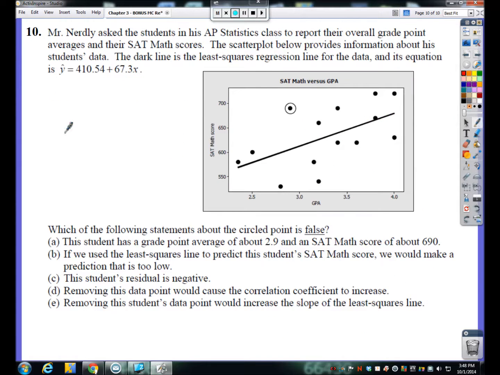And the last one. Mr. Nerdley asked the students in his AP Stats class to report their overall grade point averages with their SAT math scores. The scatterplot below provides information about his students' data. The dark line is the LSRL for the data, and its equation is that. Which of the following statements about the circled point is false?